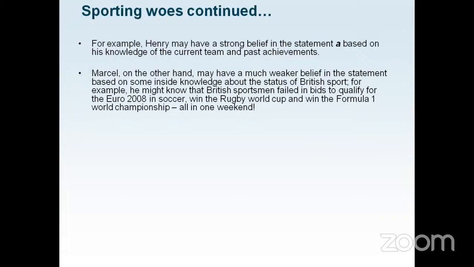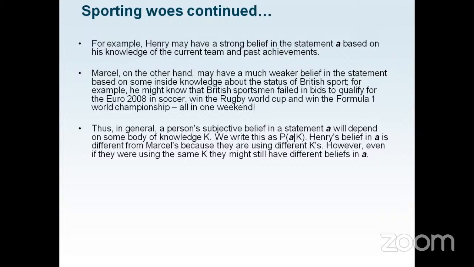Henry may have a strong belief in the statement A based on his knowledge of the current team and past achievements. Marshall, on the other hand, may have a much weaker belief in the statement based on some inside knowledge about the status of British sports. For example, he might know British sportsmen failed in the bids to qualify for Euro 2008 in soccer, win the Rugby World Cup, and win the Formula One World Championship all in one weekend. So these are some of the past incidents.